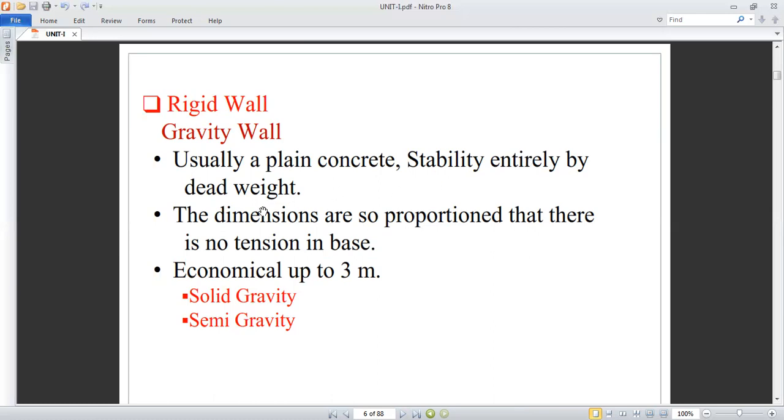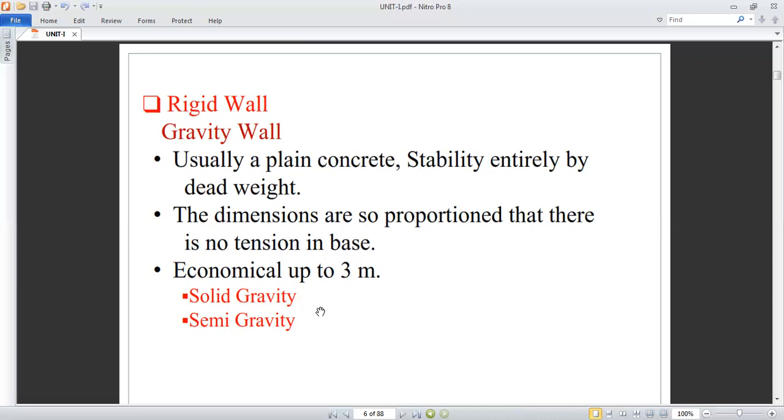So the entire stability is attained by its own weight itself. Okay, by its dead weight. That is nothing but your self weight. Whereas in the case of flexible, the stability is achieved by anchoring. Okay, whereas in this case, the stability is achieved by dead weight. Okay, so dimension is also proportionate so that it doesn't create any tension at base. Okay, so we know concrete is good in compression and weak in tension, right?